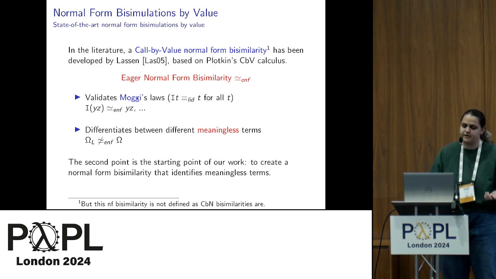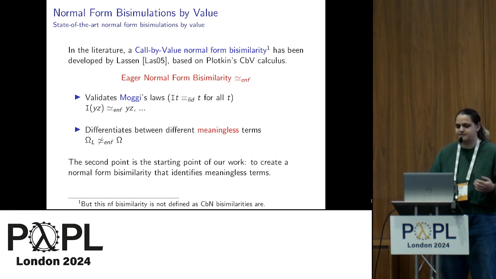But it differentiates between meaningless terms because it cannot relate a meaningless term, which is a normal form, with a meaningless term, which is not a normal form. So we still have this omega left problem. And this second point is one of the starting points of a work to create a normal form bisimilarity that will identify meaningless terms.